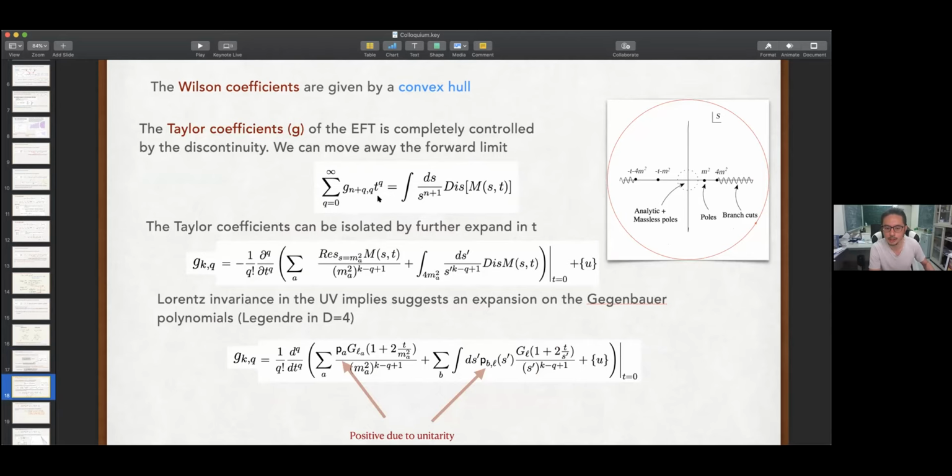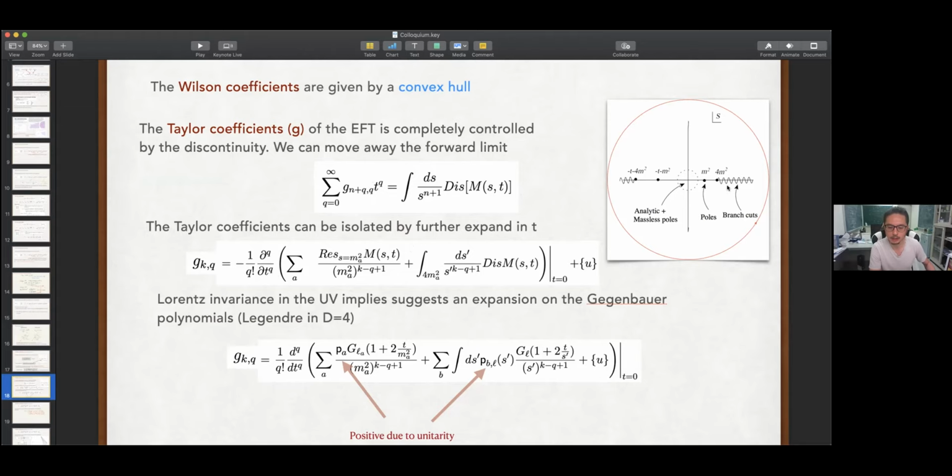And it's going to be given by the discontinuity, but not for the forward amplitude, but the four-point amplitude with some small t, for fixed t. So each of these coefficients, since we're looking at small t, we can consider it as a Taylor expansion in t. So each of these coefficients is basically going to be given by the Taylor expansion of the discontinuity or the residue on the poles and the branch cut.